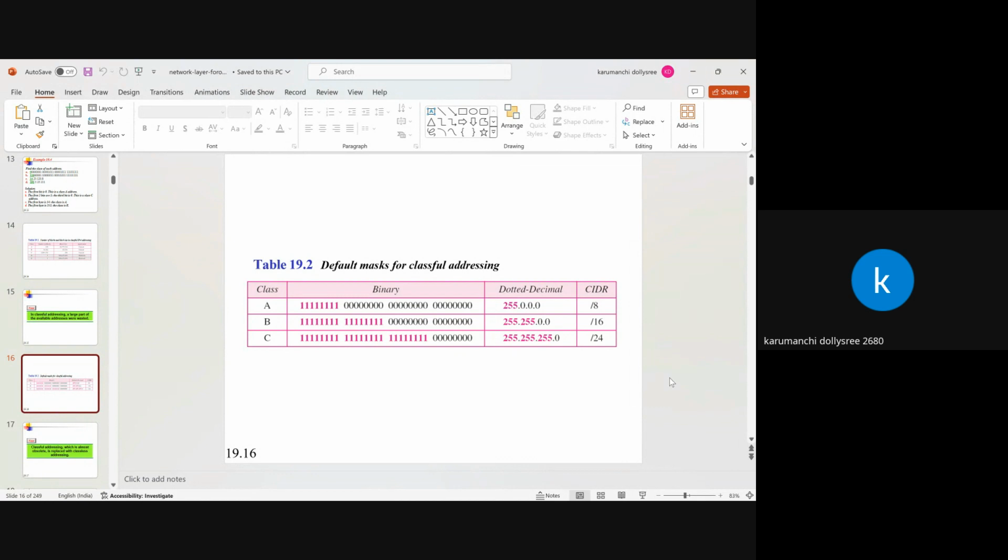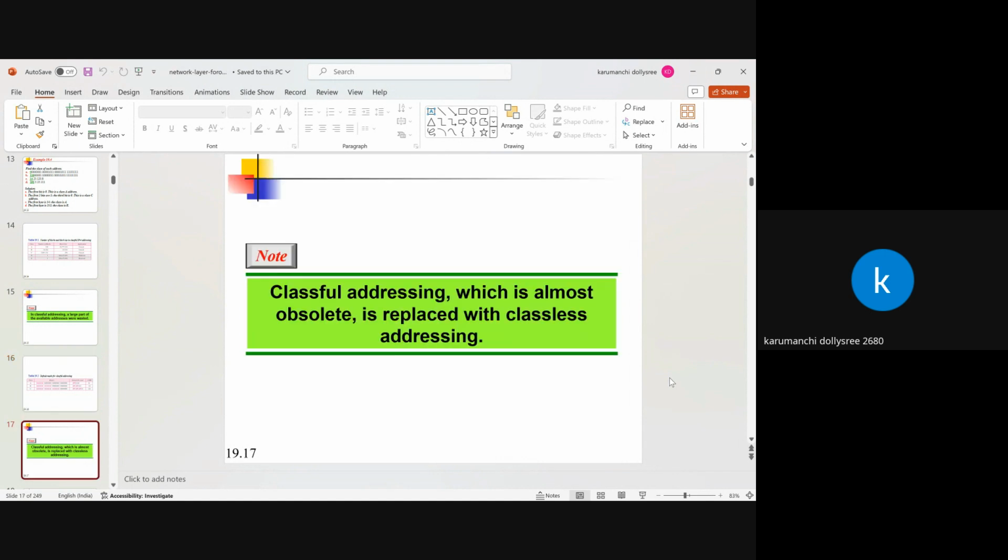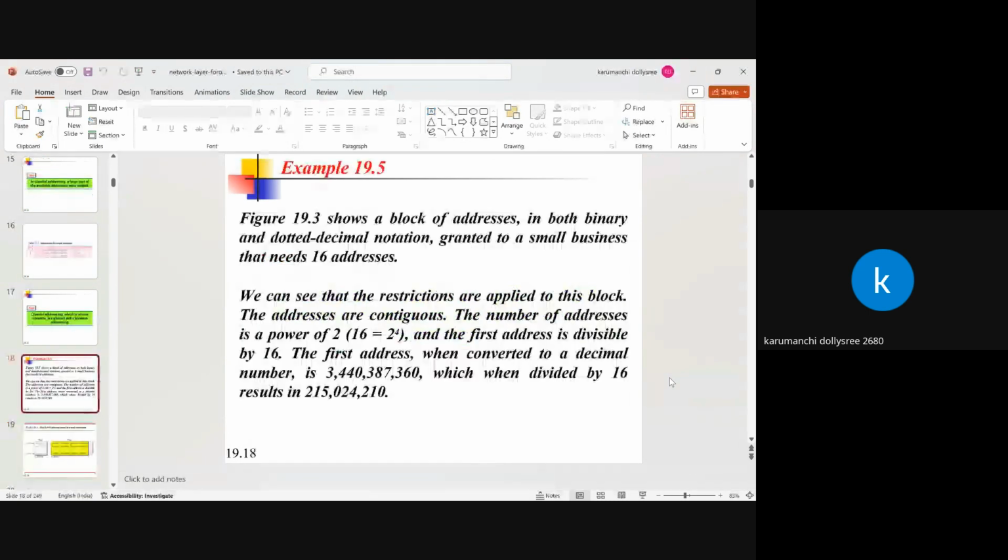So we all know the default masks for class A, class B and class C. In classful addressing, it is very clear how we address by using different types of classes. So if we want to replace it with classless addressing, how will we do it? If we want to go out of the range, like 2 power 32 is the range for classful addressing, for large companies or large industries we want to exceed the range. So we will go into classless addressing.